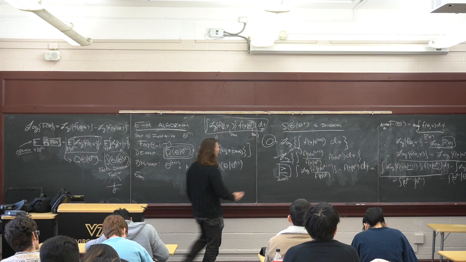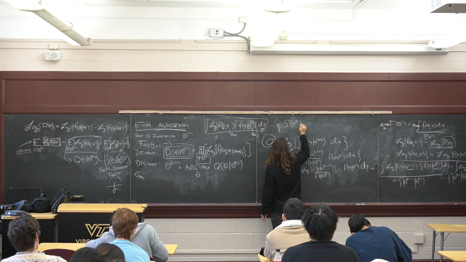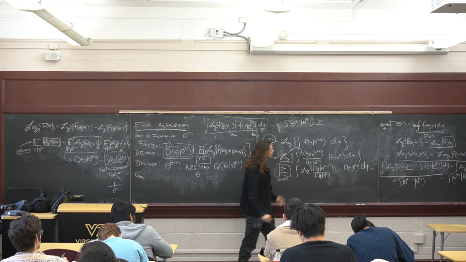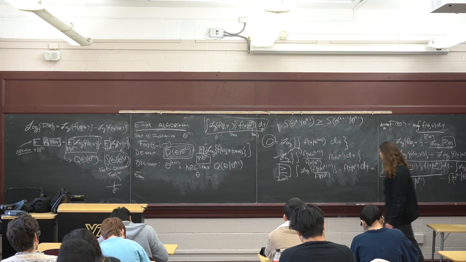Write it here. So this is going to say that S of theta t given theta t, I'm just going to pull this over to the other side of that zero. The bound goes in the same direction. This is S theta t plus 1 given theta t. That's excellent. This means it's a decreasing function.